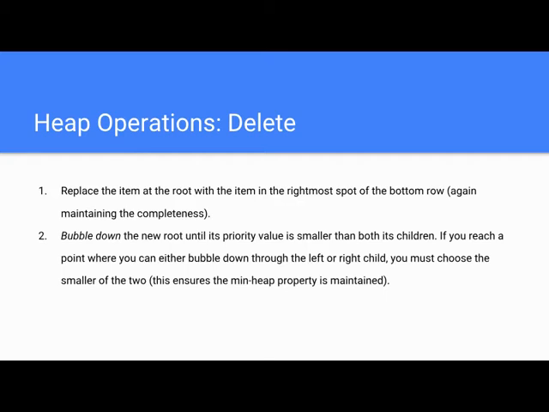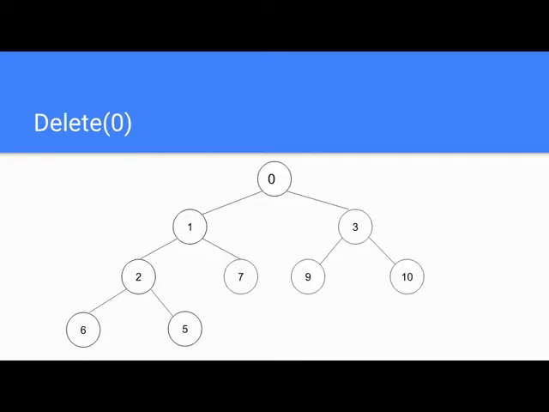Okay, let's move on to delete. To delete, you would replace the item at the root with the item in the rightmost spot of the bottom row. This is just to maintain the completeness property. Then you would bubble down until it's in its rightful place. So just another example to illustrate that.